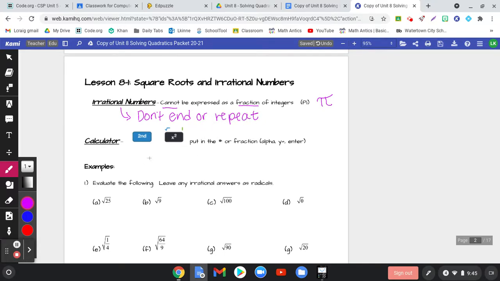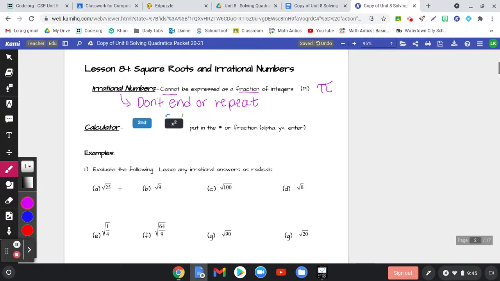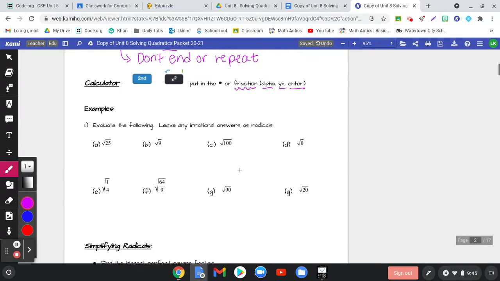Today we're going to talk about how to find the square root. Some of these numbers are rational, some are irrational, and we'll take a look at that. Just a reminder, if you want to do the square root in your calculator, you're going to hit second, x squared, and put the number in, or the fraction. Remember, if you want to put a fraction in, it's alpha, y equals, and enter. It's important to know your calculator buttons.